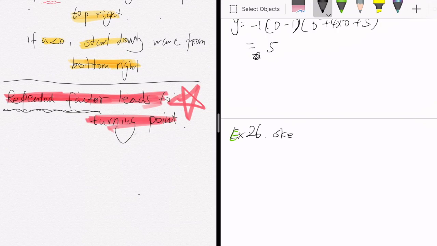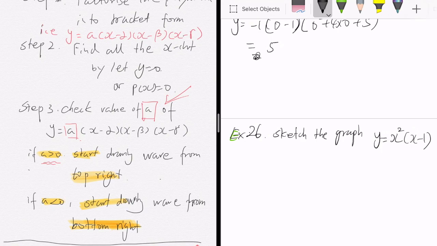Then we ask you to sketch the graph y equal to x squared times (x minus 1). Again, we're going to do the same steps. Step 1, factorize the polynomial into bracket form. It's already factorized in bracket form, so step 1 is finished. Then we do step 2, find all the x-intercepts, by letting y equal to 0. So that will be 0 equal to x squared times (x minus 1).